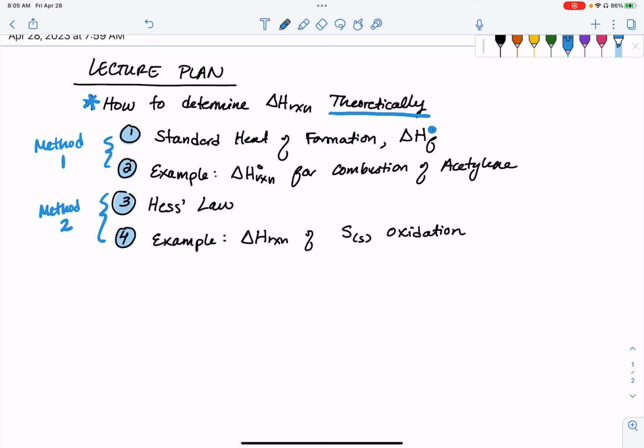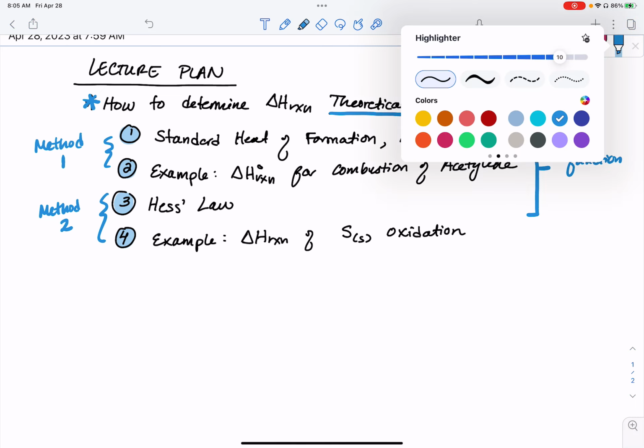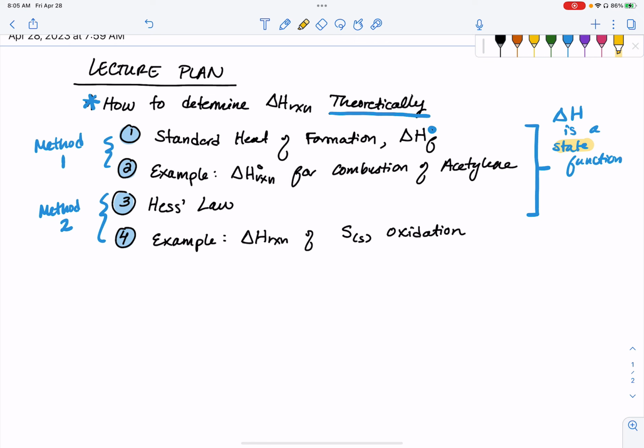So the main basis behind both of these methods is that we need to recall that enthalpy is a state function. Remember, when we're talking about a state function, what that means is it can be calculated according to a difference between some final and initial state. That's what that delta means, right? State function. So I could get the heat of reaction by looking at some final state enthalpy and how that compares to some initial state enthalpy.